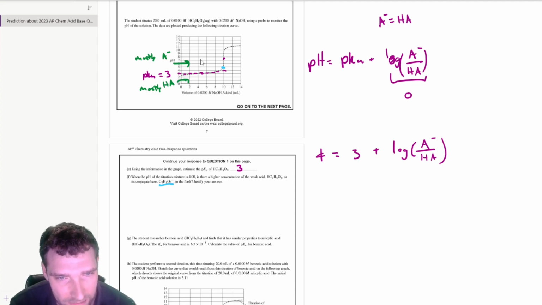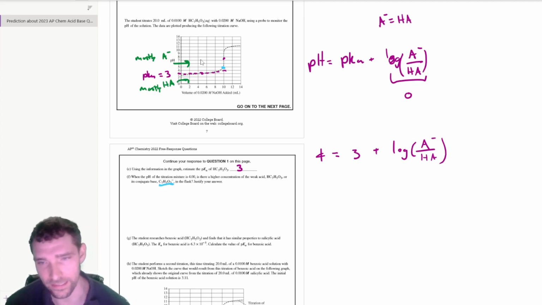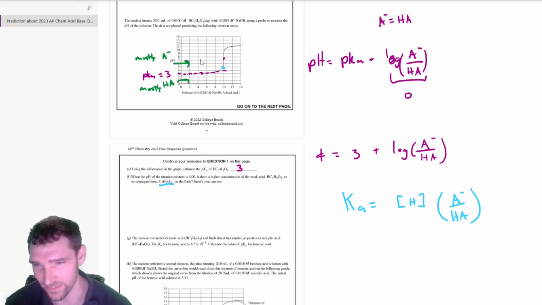So it's mostly this guy. And you can think about that as well with the Ka equal to the concentration of H+ times the concentration of A- over HA. I know I've kind of separated this from how it's normally written, but you can think about it like this.